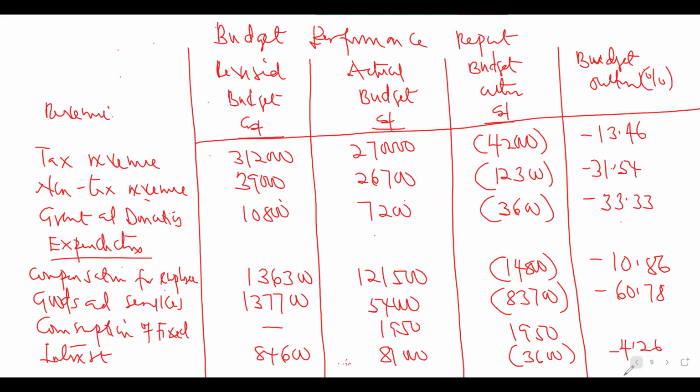Okay, so let's come to the grant and donation. What might be the likely cause for the grant and donation also to be a reduction? The grant and donation, we are budgeting for 10,800. We have gotten 7,200. That is below our budget.